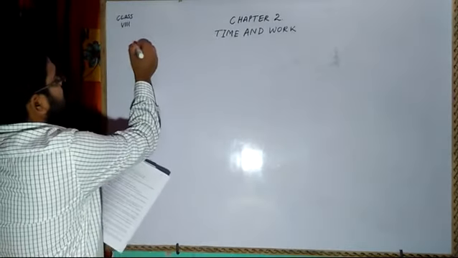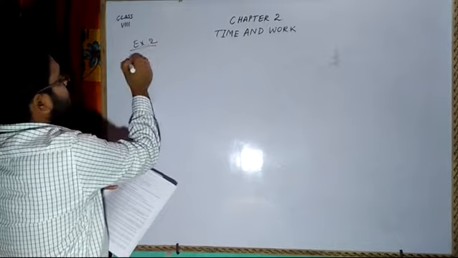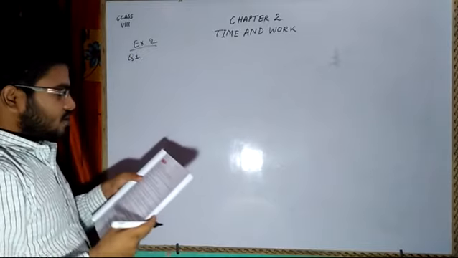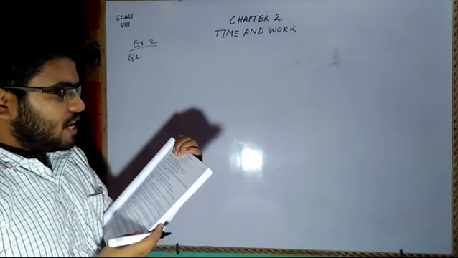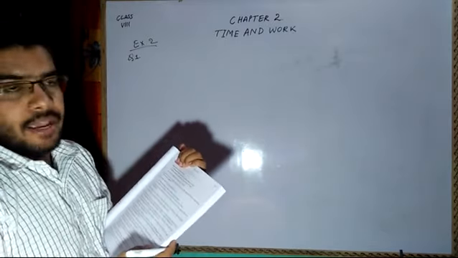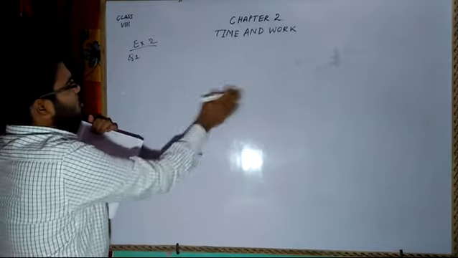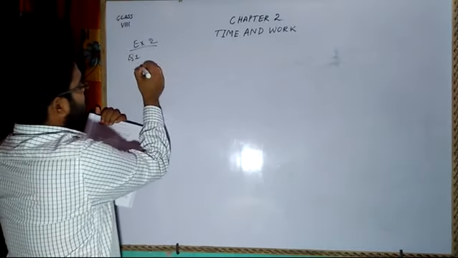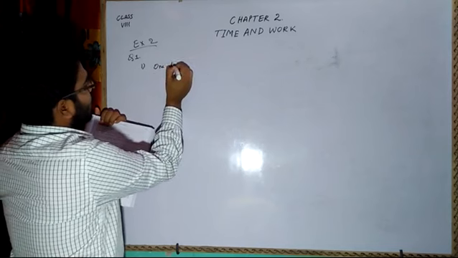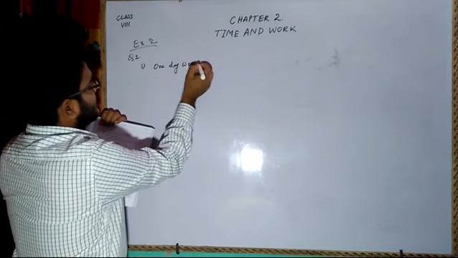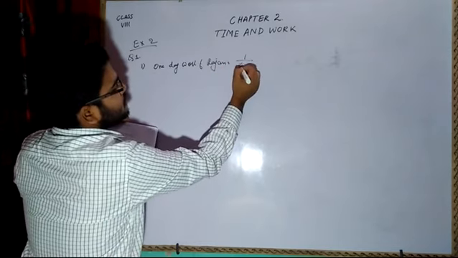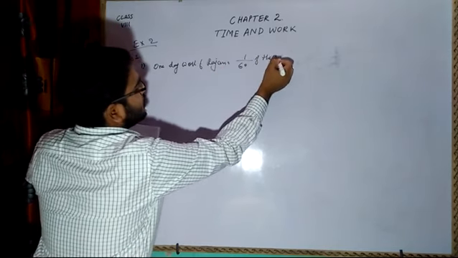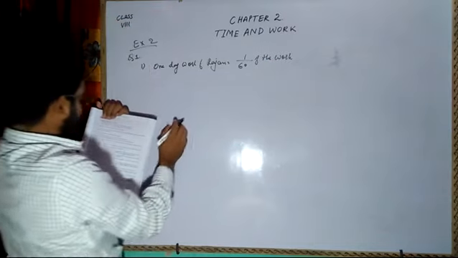Now question number 1 says, exercise 2, question number 1 says that Rajan can do a job in 60 days. How much of the job will he be able to finish in a day? Now Rajan can do the job in 60 days. So 1 day work of Rajan will be equal to 1 by 60 of the work. Correct? This is the first part.